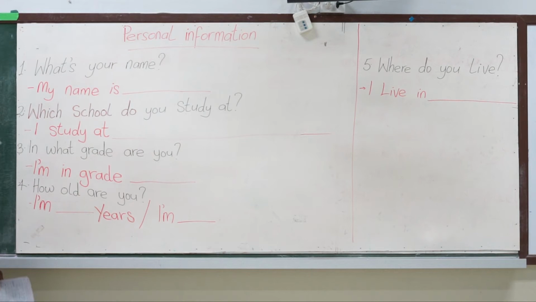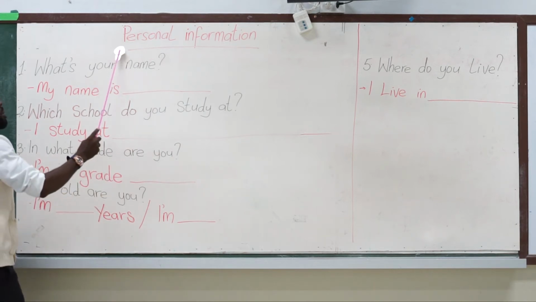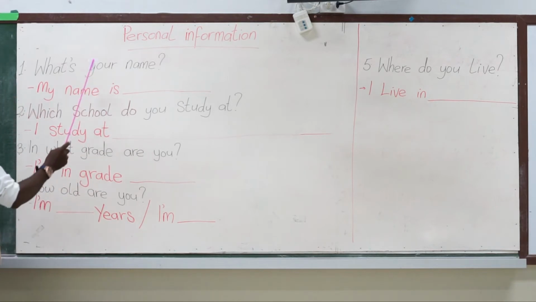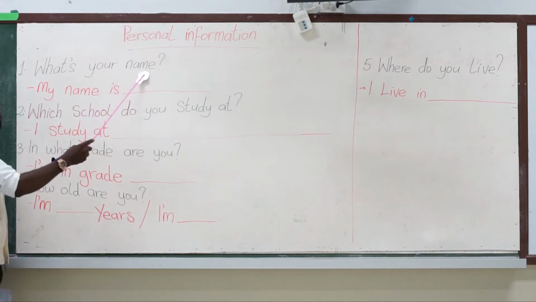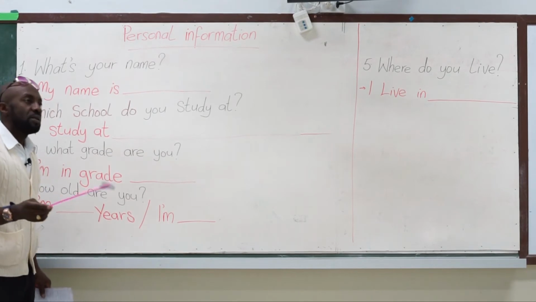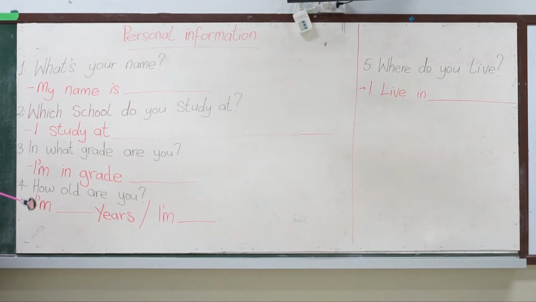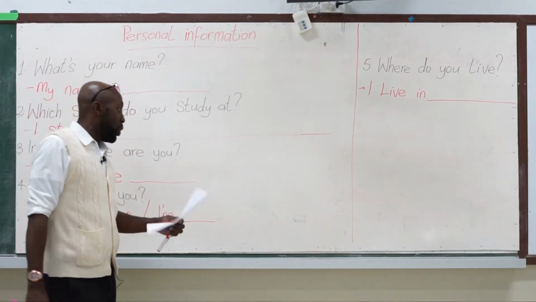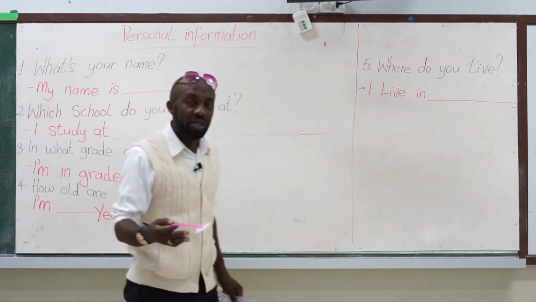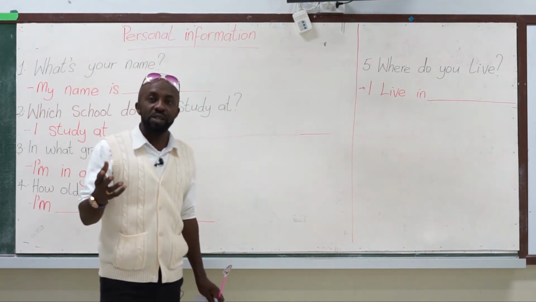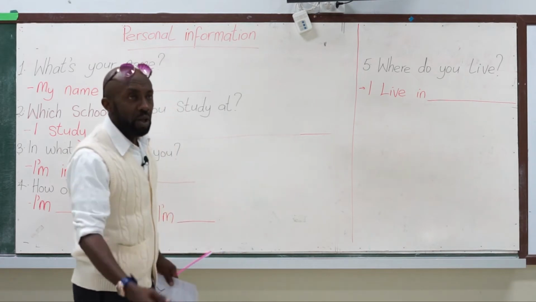Okay, so now, students, you will repeat after me, okay? Personal information. Good. On personal information today, I would like to know your name. I would like to know the school you study in. I would like to know what level of education you are, that is, in what grade you are. Then I would also like to know your age, how old you are. And then number 5, I would also like to know where you live, your residence or your area where you live. Do you understand? So let's go.